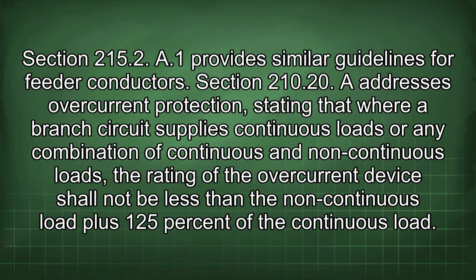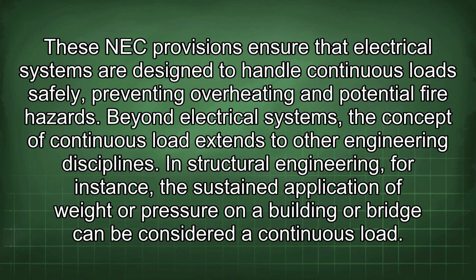Section 210.20 addresses overcurrent protection, stating that where a branch circuit supplies continuous loads or any combination of continuous and non-continuous loads, the rating of the overcurrent device shall not be less than the non-continuous load plus 125% of the continuous load. These NEC provisions ensure that electrical systems are designed to handle continuous loads safely, preventing overheating and potential fire hazards. Beyond electrical systems, the concept of continuous load extends to other engineering disciplines.